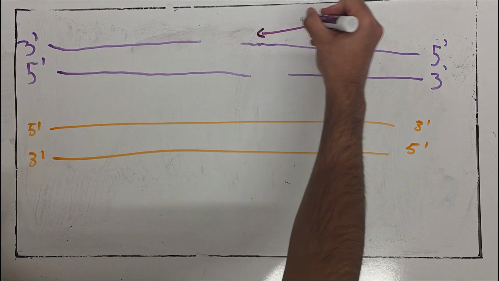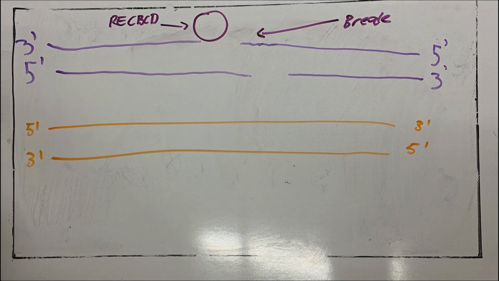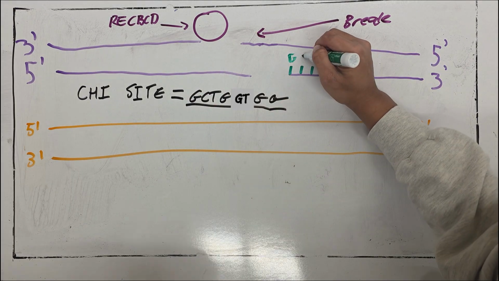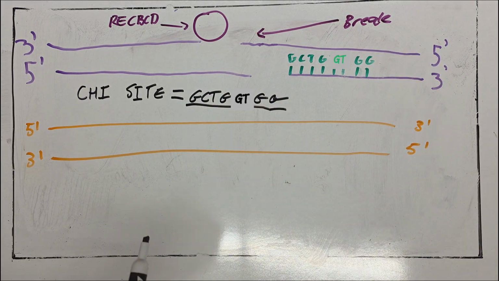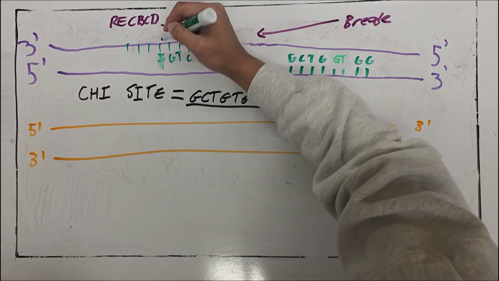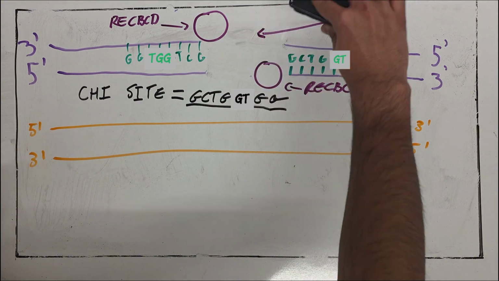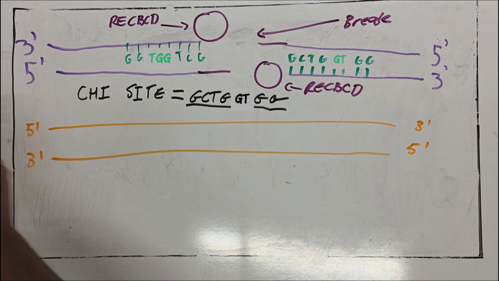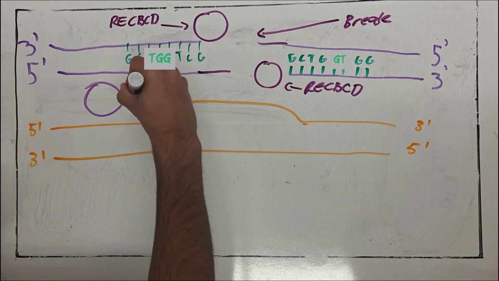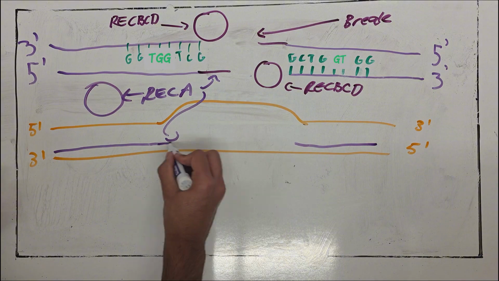Here you have two homologous pairs of DNA, one of which has been damaged. As a result, RecBCD has come to the rescue, where it recedes the DNA until it reaches a Chi site. A Chi site is a combination of nucleotides known as GCTGGTGG. Once RecBCD reaches the Chi site, it will stop receding the DNA, and RecA can do its job, where it will take the DNA to the homologous DNA strand on the other side, and using polymerase, we will repair it.